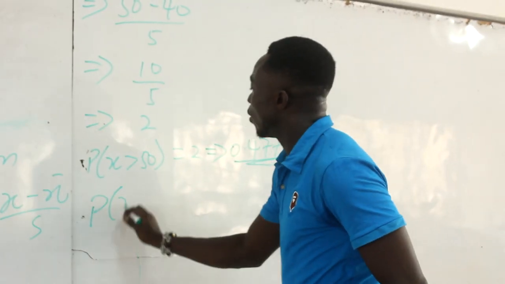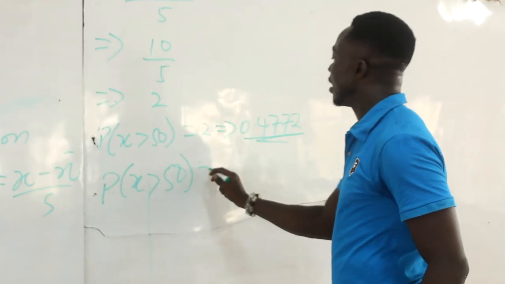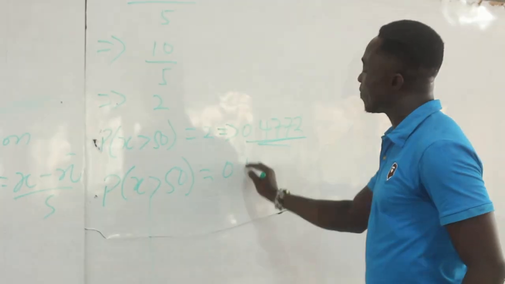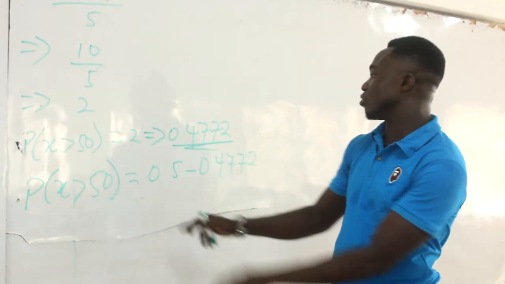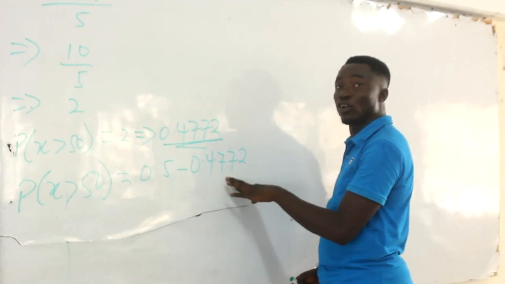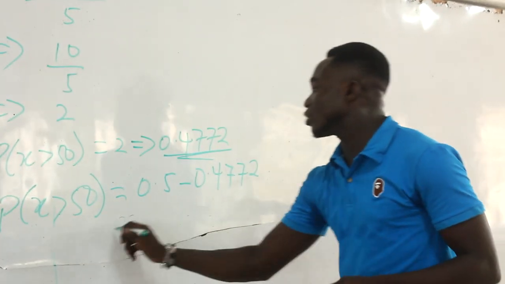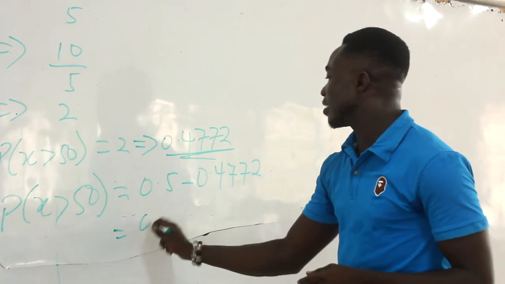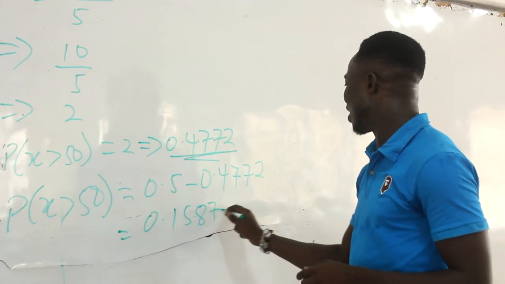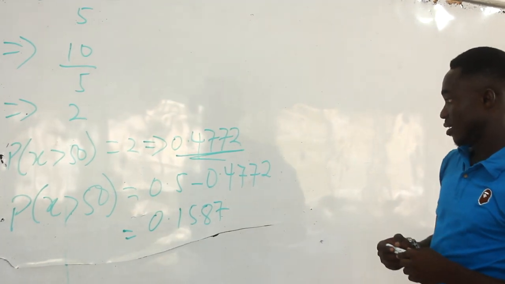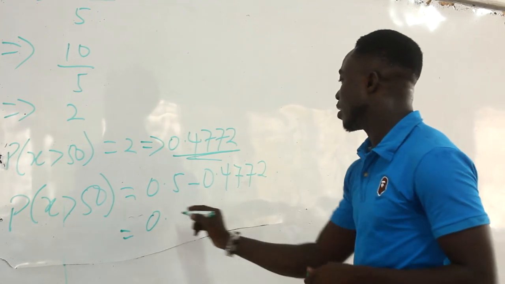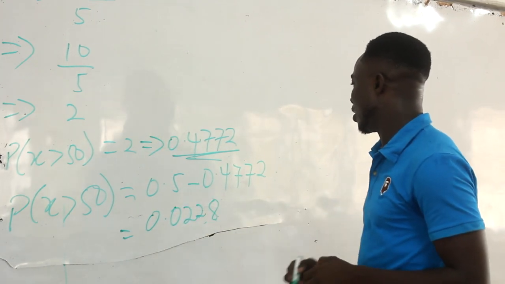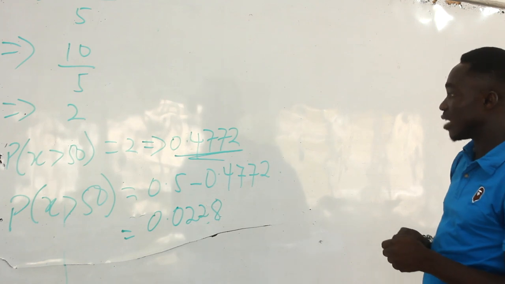Now to get this portion, we are going to deduct this from the 0.5. So we are saying that the probability of obtaining a score greater than 50 is equal to 0.5 minus 0.4772. This will end up giving us 0.1587, if I'm correct. No. This will give us 0.0228, rather. 0.0228, I think so, yes.